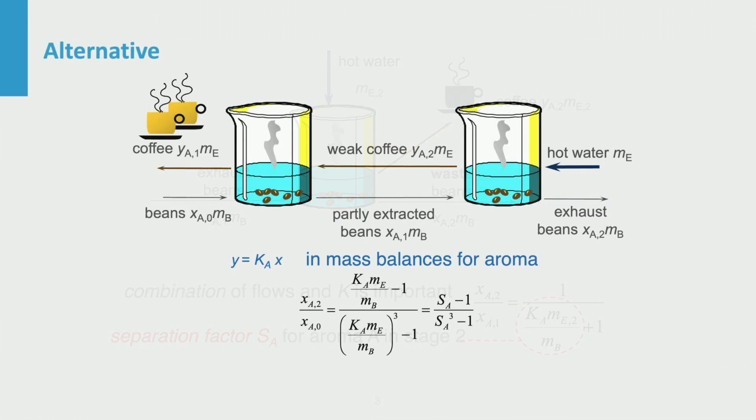Instead of contacting fresh hot water with fresh beans, we can also contact fresh water first with partly extracted beans, where it extracts remainders of aroma. Then the dilute coffee stream flows onto the first stage, where it encounters the fresh beans that are still full of aroma. Much more of the aroma is extracted in this way, meaning that our feedstock is used much better and less is wasted. This concept becomes even more interesting when we perform the mass balance calculations and evaluate economics and sustainability.